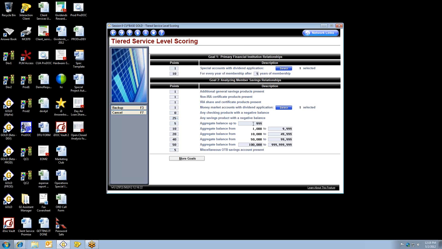Aggregate balances within savings accounts. This will take the entire total, and the member will score once based on where the total balance lies at the end of the month.